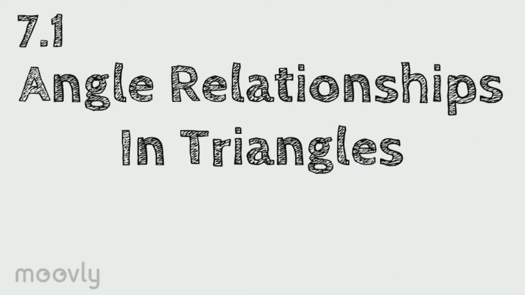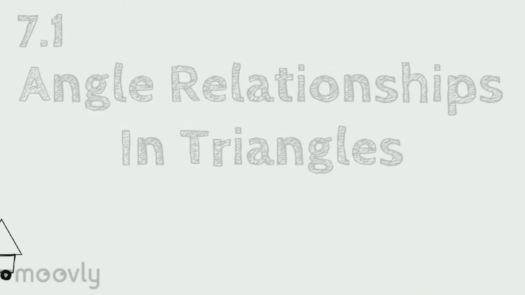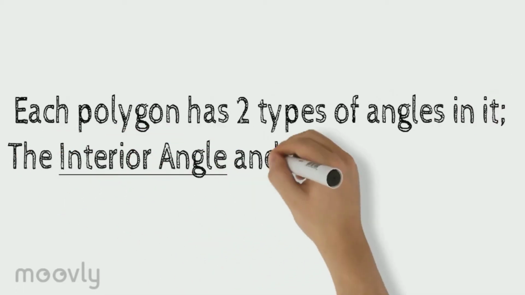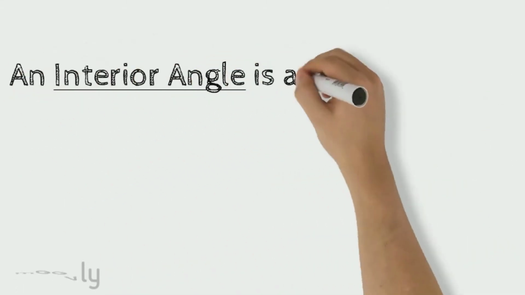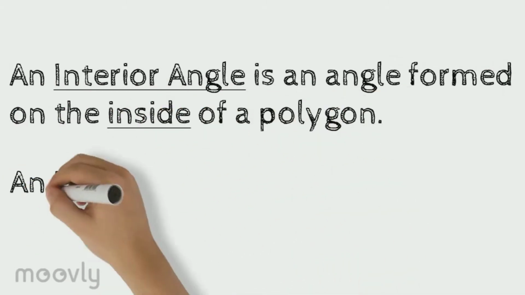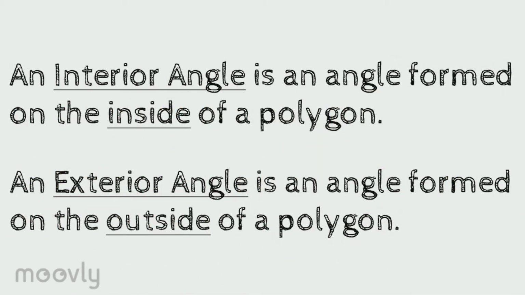7.1 Angle relationship in triangles. Each polygon has two types of angles in it, the interior angle and the exterior angle. An interior angle is an angle formed on the inside of a polygon, while an exterior angle is an angle formed on the outside of a polygon.